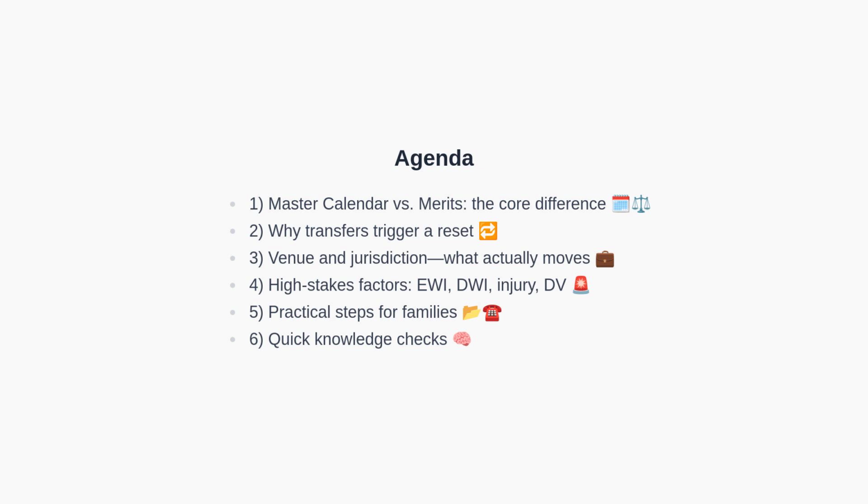With that foundation in place, let's preview what we will cover today. Here is our roadmap. First, we'll contrast master calendar hearings and merits hearings. Next, we'll explain why a transfer often forces the case back to master calendar. Then, we'll clarify venue versus jurisdiction. After that, we'll address high-stakes factors like entry without inspection and criminal history. We'll also cover concrete steps families can take. Finally, we'll include quick knowledge checks to reinforce key ideas.